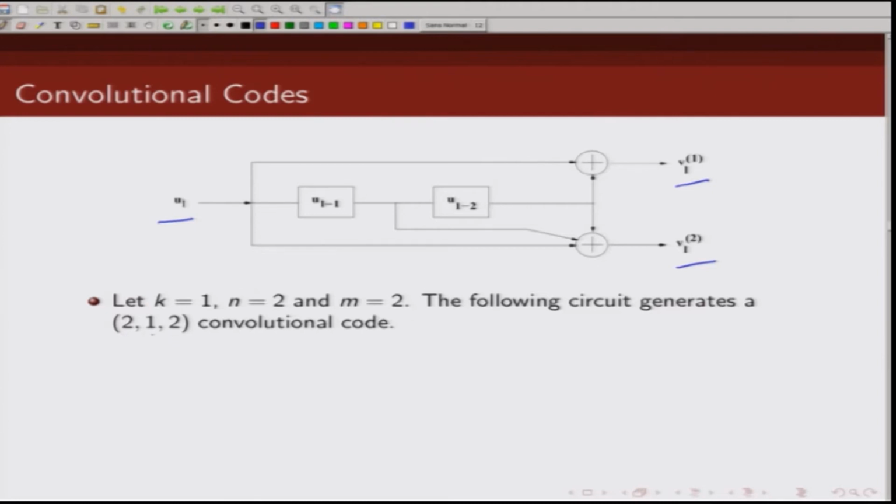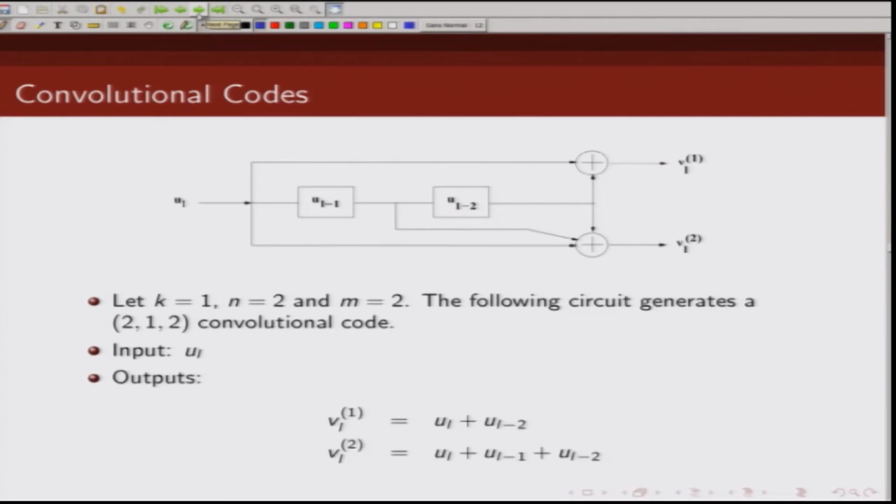N is 2, there are two outputs, k is 1, one input, and memory order is 2, because the output depends on past two values of information sequence. So, you can see here the first output, which is v l1, it is basically u l plus u l minus 2.